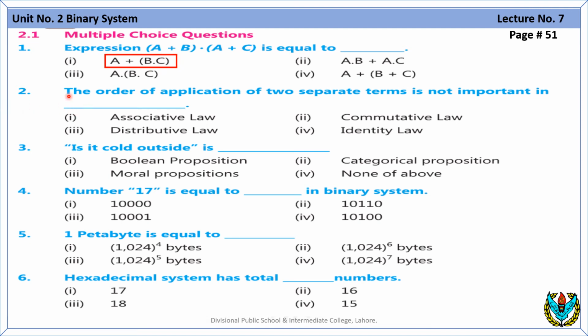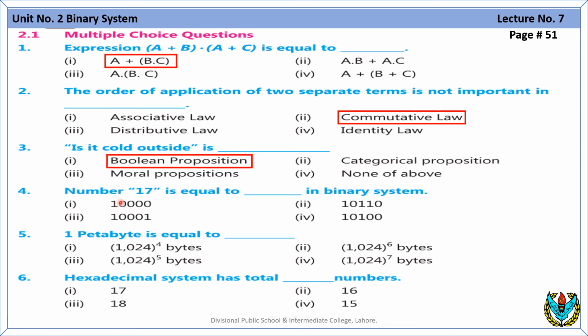Number 2. The order of application of two separate terms is not important in: number 1, associative law; number 2, commutative law; number 3, distributive law; number 4, identity law. The answer is commutative law. Number 3. Is it cold outside is: number 1, Boolean proposition; categorical proposition; moral propositions; none of the above. The answer is Boolean proposition.